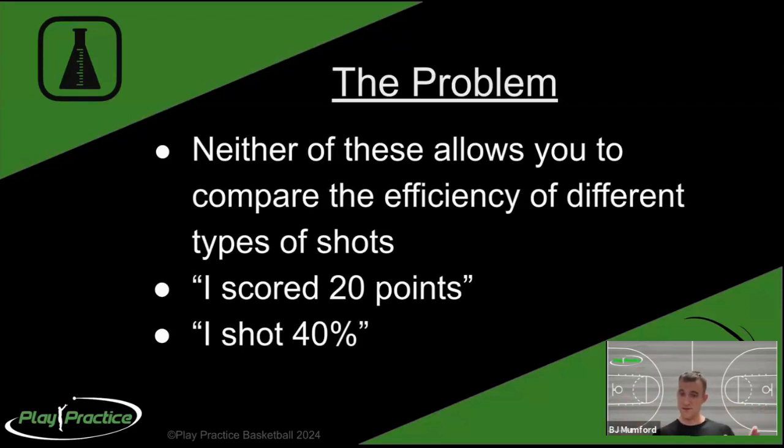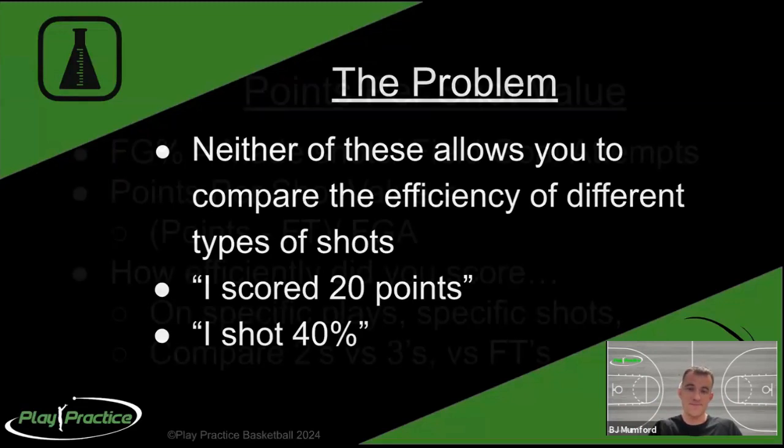Maybe you could say twos or threes have a different percentage, but you don't actually know the value of each of those in relation to each other. And so you might know that you got 20 points. You might know that you shot pretty well, but you don't really know what that means on a shot by shot basis or a different type of shot, a comparison basis.